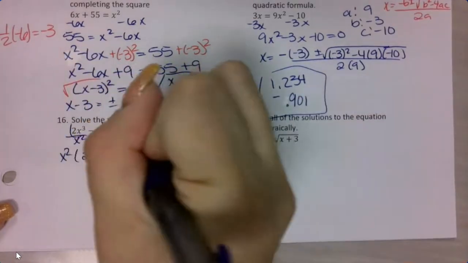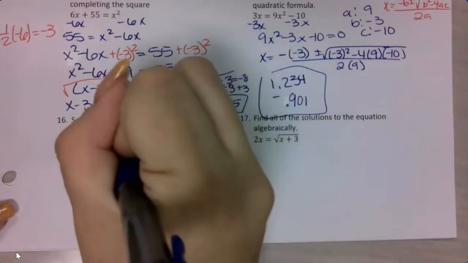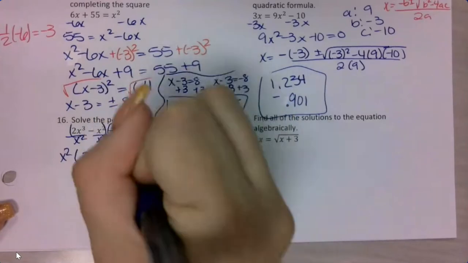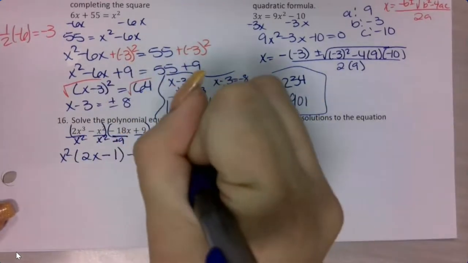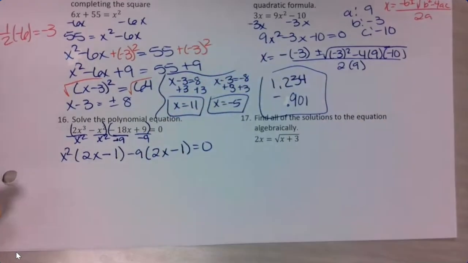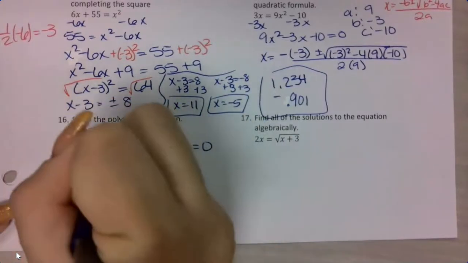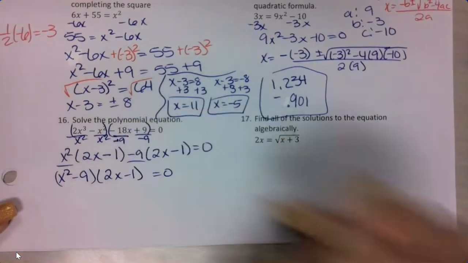In my second group, I always want it to be positive, so I'm going to pull out a negative. And both of these can be divided by 9, so I'm going to pull out -9s. I write that in between. I'm left with 2x minus 1, still equals 0. I want to go ahead and take the 2 outside pieces and put those together in a group. So I have x squared minus 9 times 2x minus 1 equals 0.